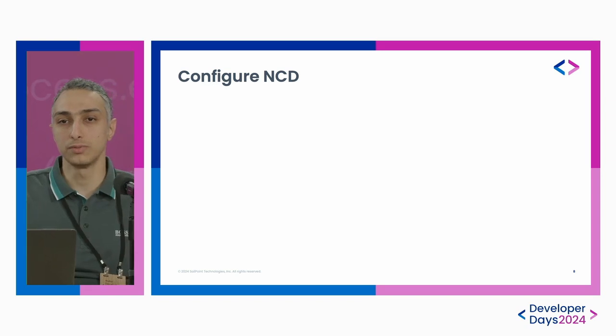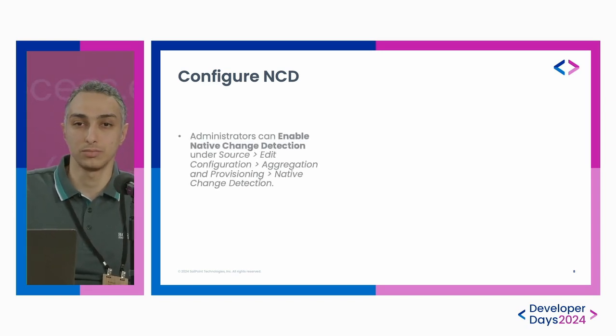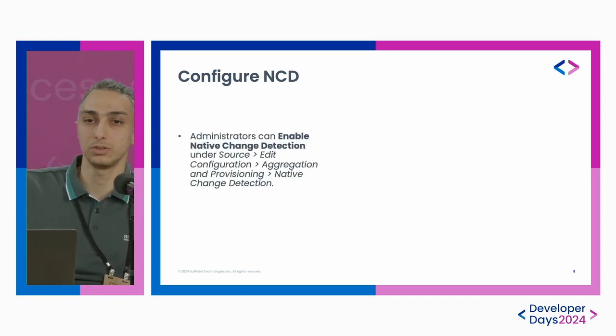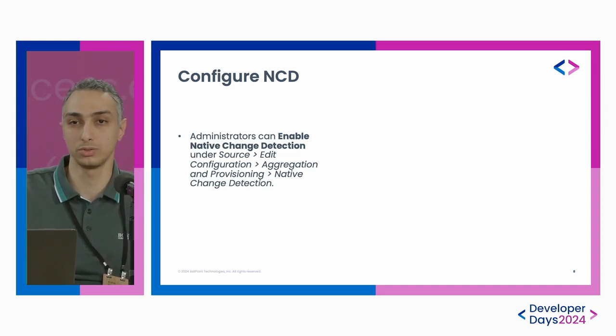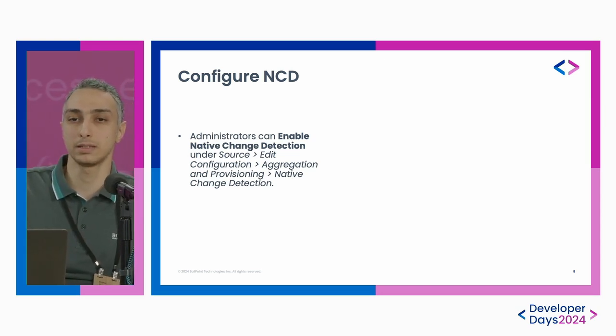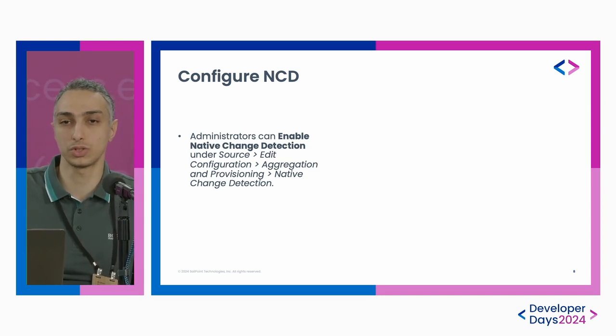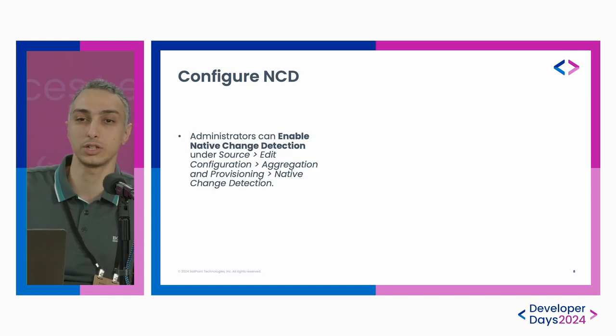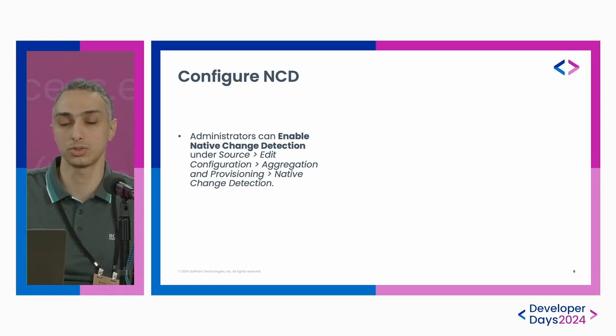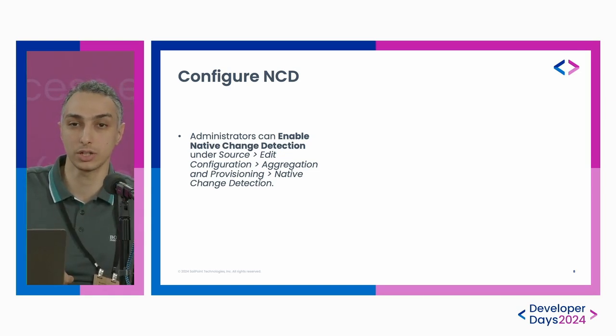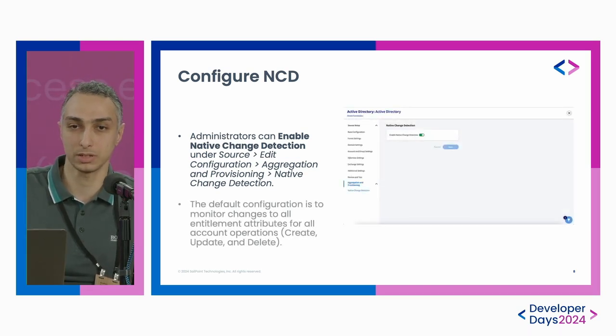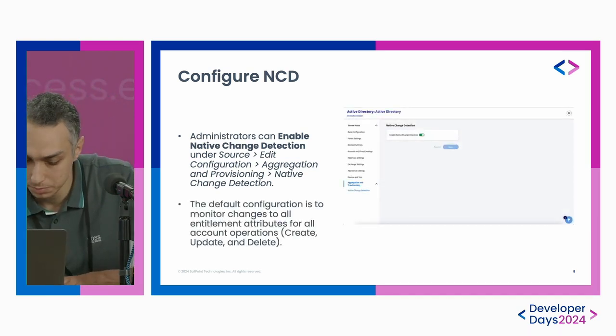So how to configure the native change detection? Any administrator can log into the Identity Security Cloud as an administrator, and then go to the sources. In the source that they would like to enable the native change detection for, they can edit the source configuration, go to the native change detection, and enable it. Something like this. Let me demo it quickly to you.